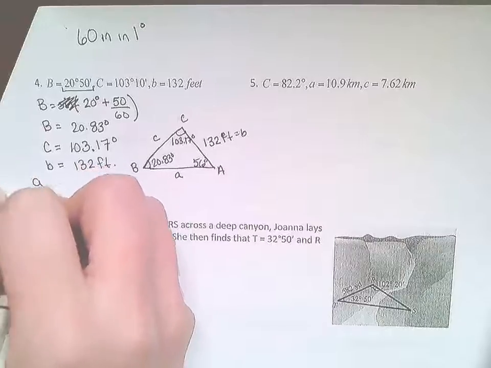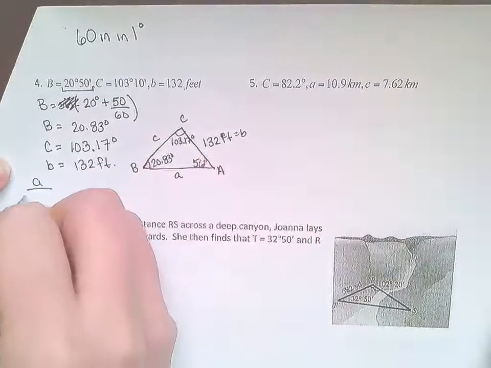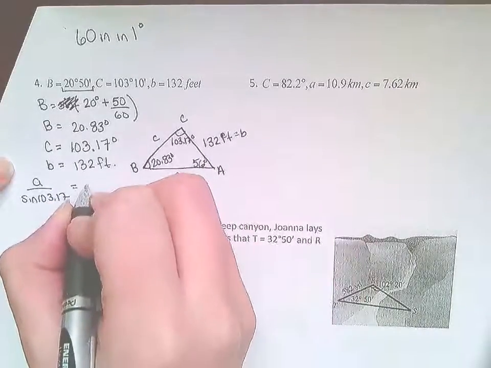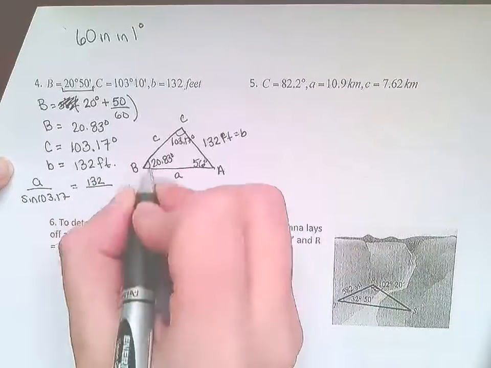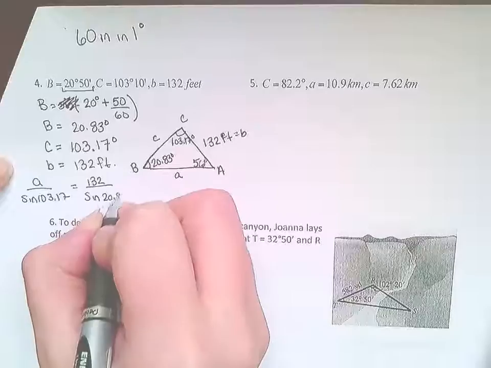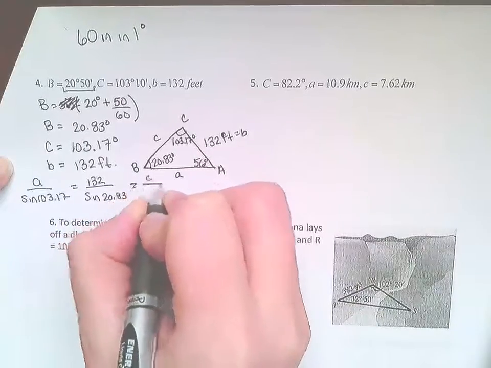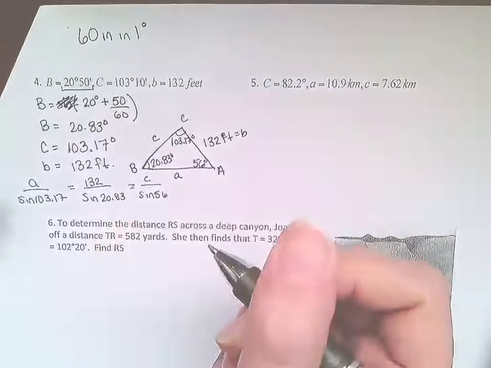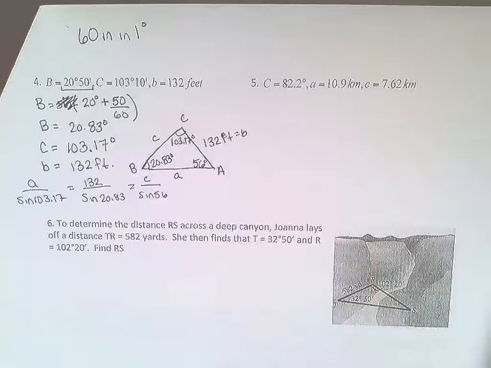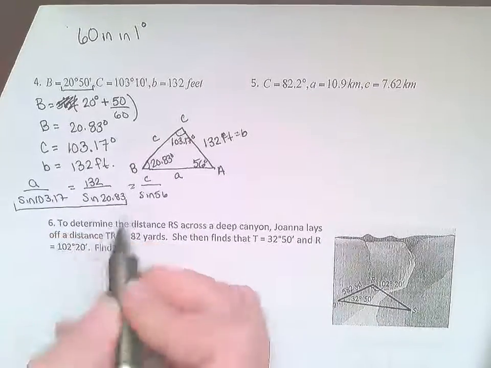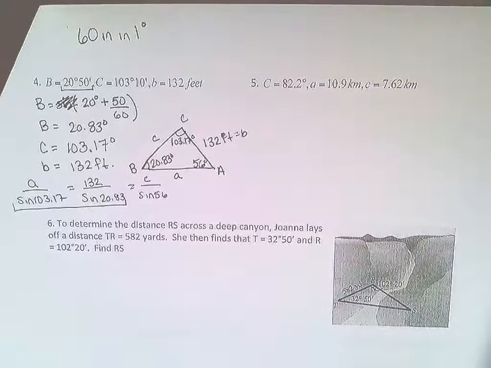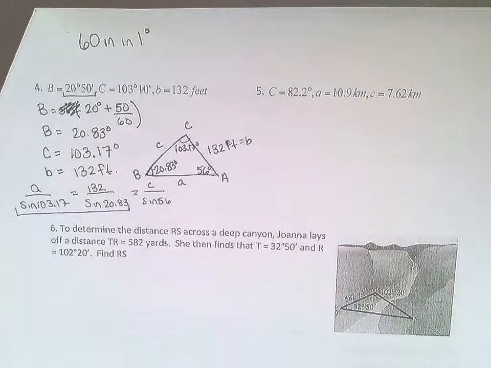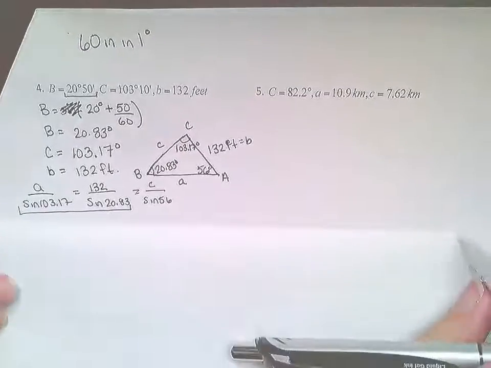So A is unknown over the measure of angle A, which is sine of 103.17. B is known, so it's 132 over sine of 20.83. And C is unknown, but we know the angle is sine of 56. So obviously we have to do this ratio twice. First we're going to use these two to figure out A. I'm going to do this on a separate sheet just because I'm running out of space.